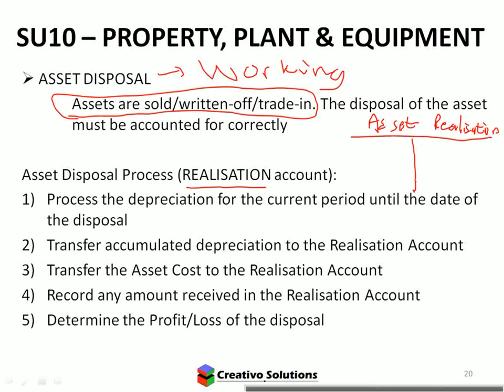So how do you do an asset disposal? Here's the first bit. Number 1, process the depreciation until the day that you sell it.